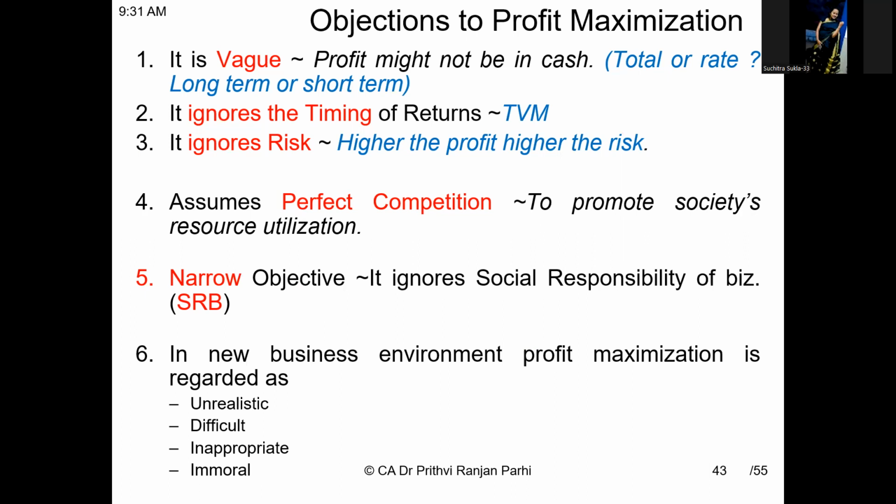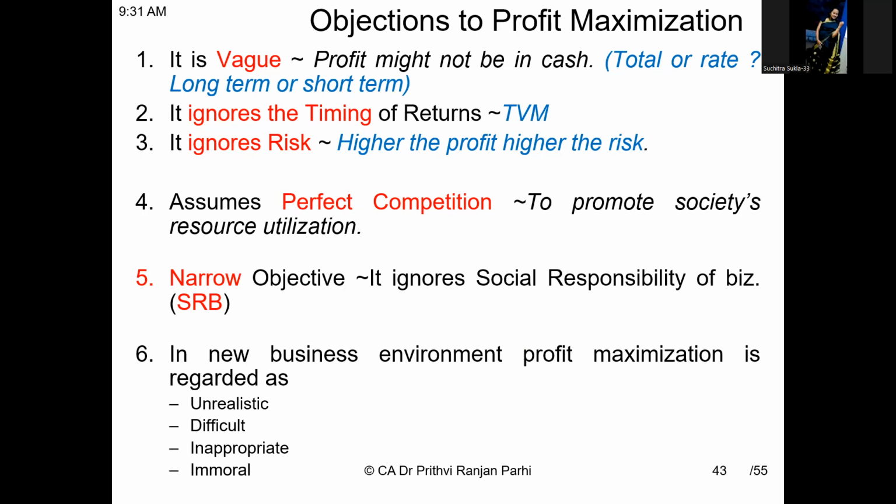It also assumes perfect competition. I said earlier that the profit maximization objective is good for society also, because society's resources are efficiently utilized. But that's true only when there is perfect competition. If there is a monopoly, then one particular business may exploit the environment and may do harm to society.